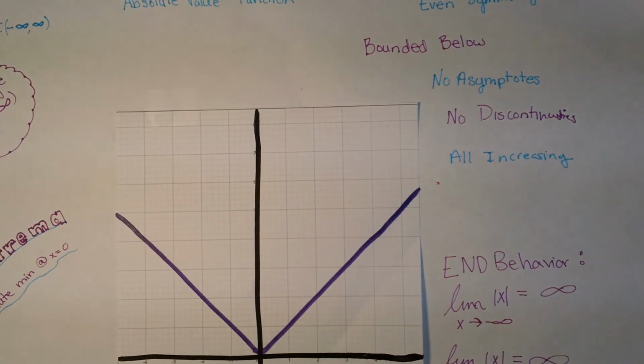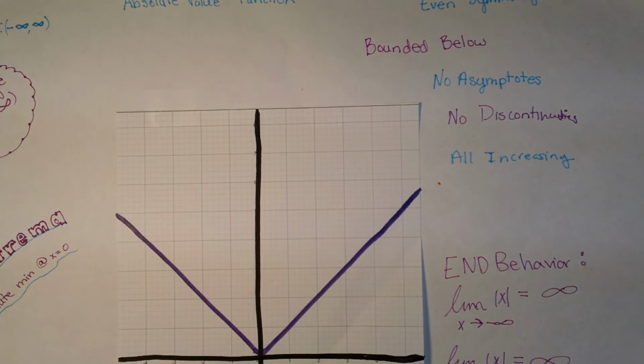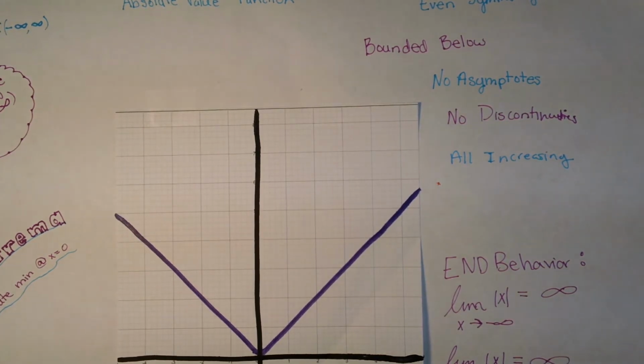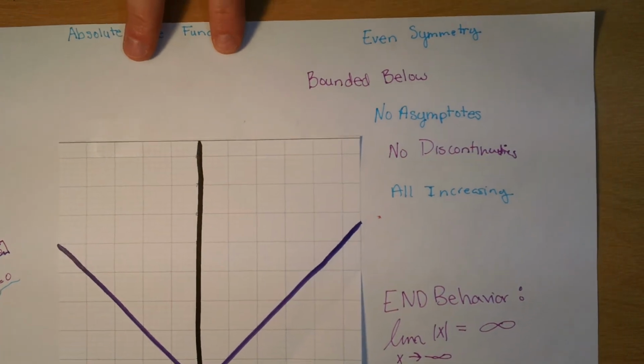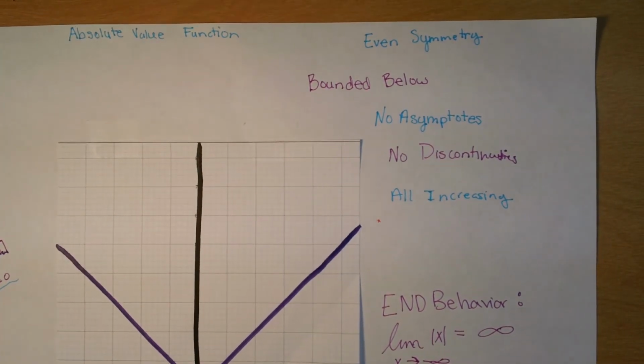Our next parent function is number 8, the absolute value function. The equation is y equals the absolute value of x. This function has even symmetry, so when you reflect across the y-axis, the pattern repeats. It is also bounded below. This function has no asymptotes and no discontinuities.